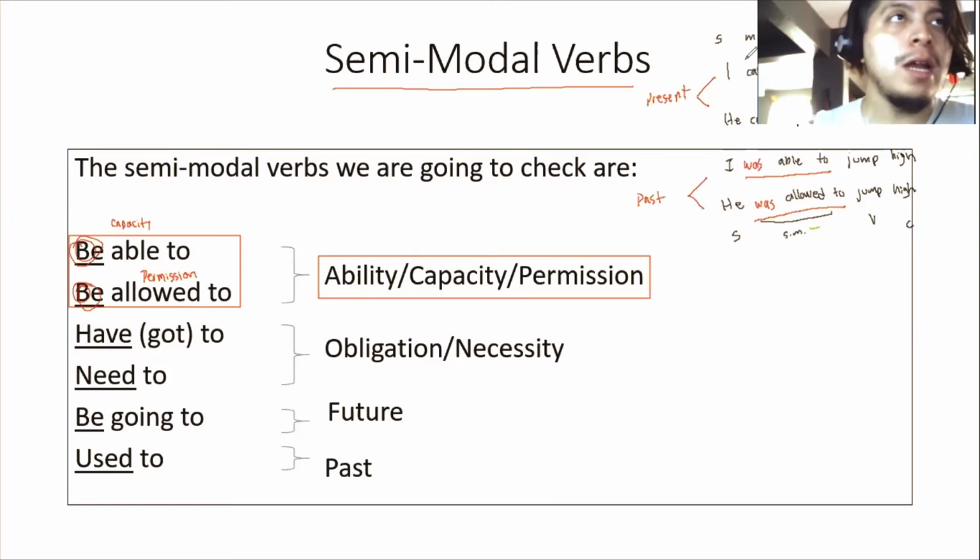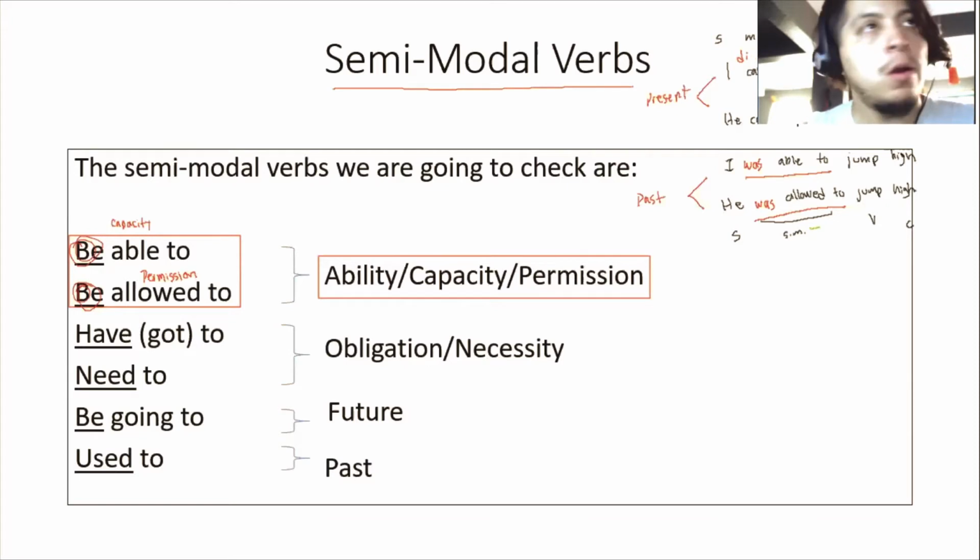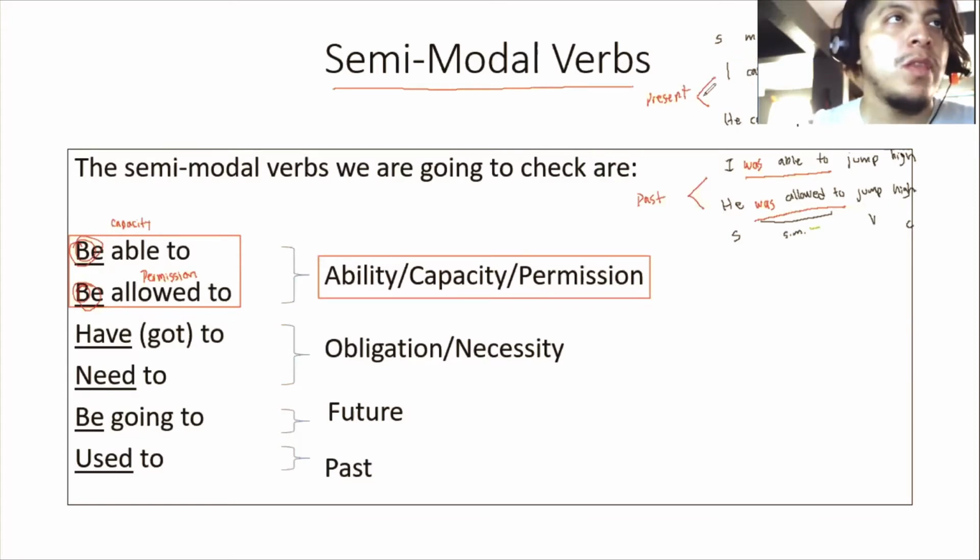With this, you never say something like, I can't jump high. No, that doesn't work. It's not gonna work like this. With this, they are in present, and that's it. You cannot change that. The semi-modal verbs, this is the point of them, that you can use them to change the sentence to the past.